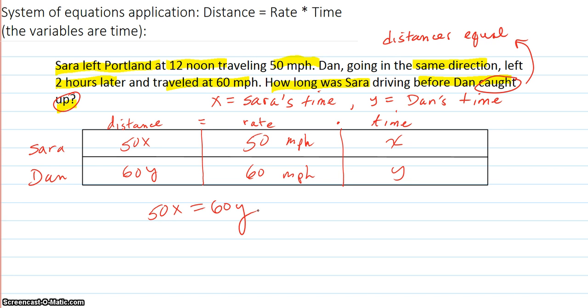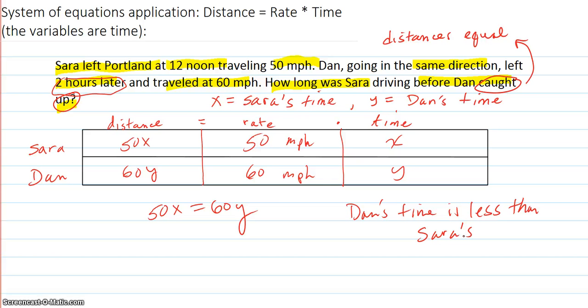And now we need something else. Do we have any other information here? We're scanning through. Something about 2 hours later. So Dan left 2 hours later. So Dan's time is less because he was on the road less time. Dan's time is less than Sarah's. Because Sarah was on the road the whole time. Dan left 2 hours later.